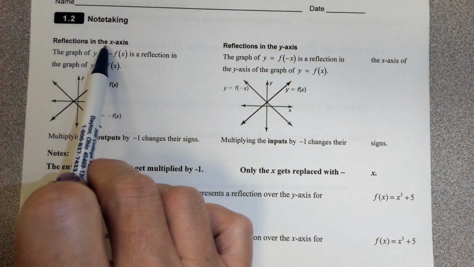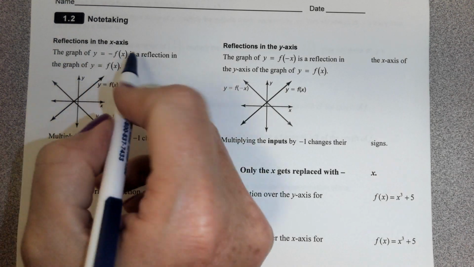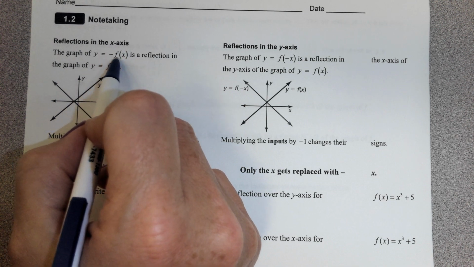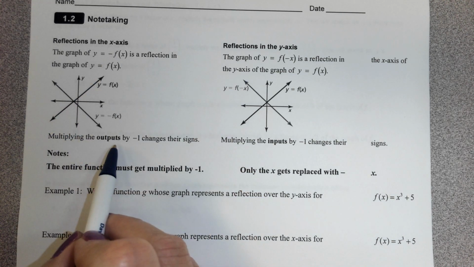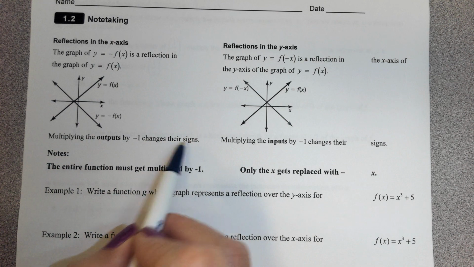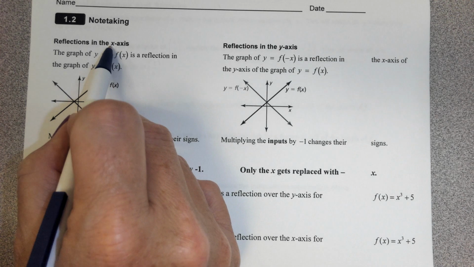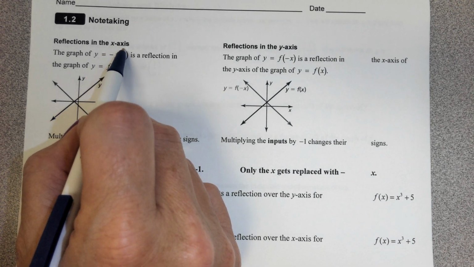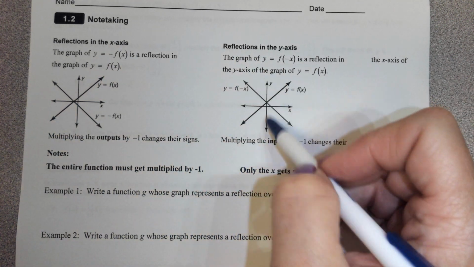If we want a reflection in the x-axis, remember this is the x-axis, this is the y. If we want to reflect over the x-axis, we have to multiply the entire function by -1. Right here, multiplying the outputs by -1 is going to change their signs. The entire function must get multiplied by -1 to have that reflection over or in, you can say either one, the x-axis.